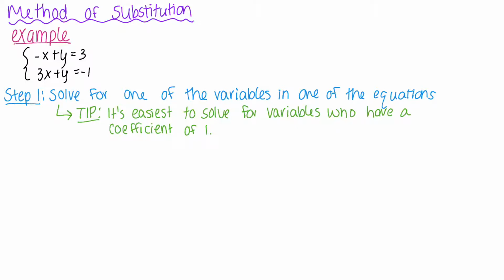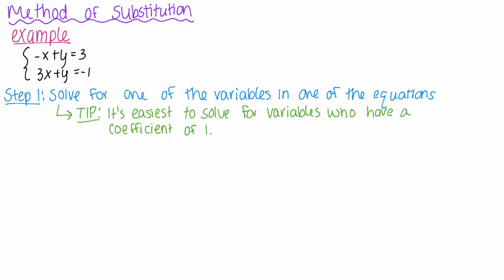So the method of substitution is going to involve solving for a variable, either x or y, in one of the equations and plugging it into the other. So the first thing you need to do in order to do that process is to solve for one of the variables in one of the equations. Note, as a tip, it's easiest to solve for variables that have a coefficient of 1.